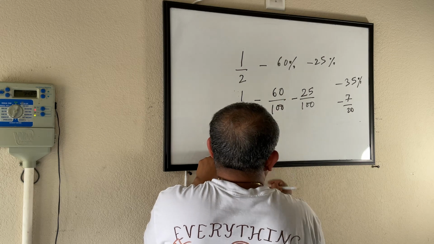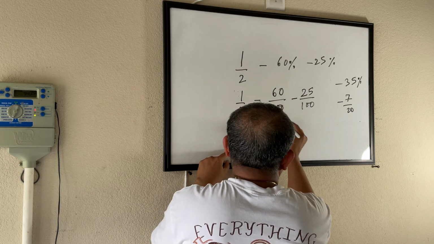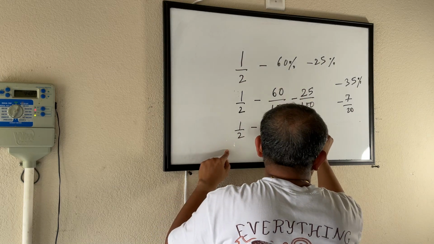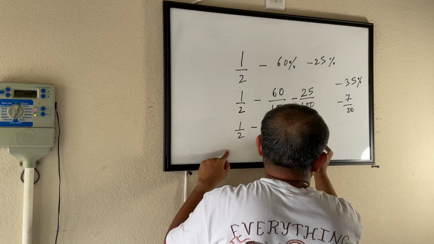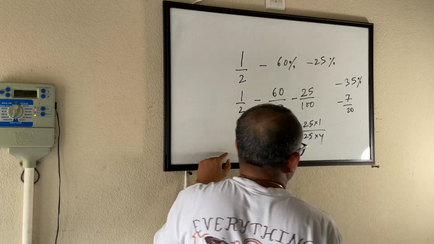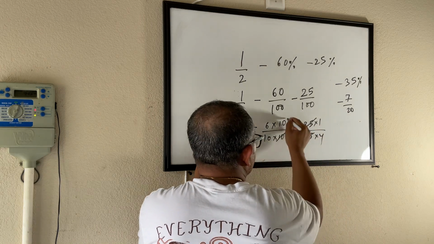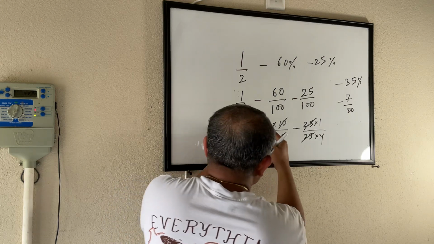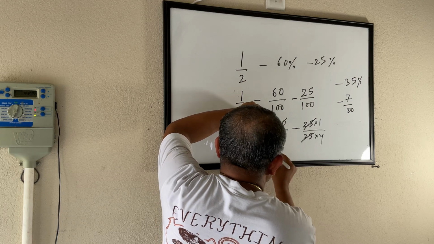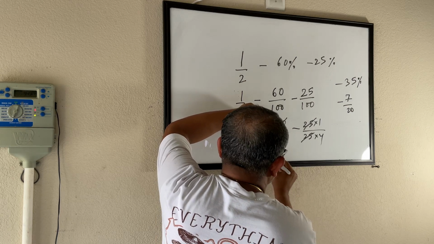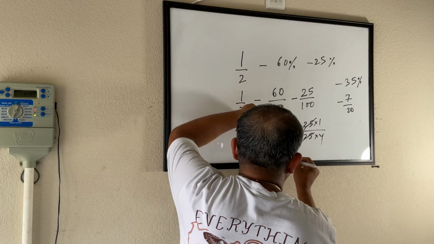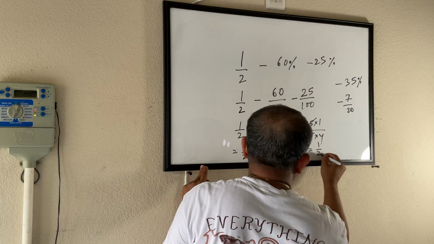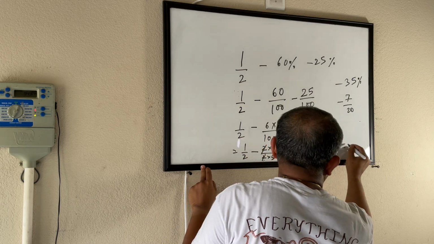I'm playing. 60 by 100, I can write this as 6 into 10. 100 I can write as 10 into 10. 25 I can write as 25 into 1 because I know that 100 is 25 times 4. Let's play. I got 1 by 2 minus 6 by 10. I can still play. 6 I can write as 2 into 3 and 10 I can write as 2 into 5, minus 1 by 4. This 2 and this 2 I can play. I have 1 by 2 minus 3 by 5 minus 1 by 4.